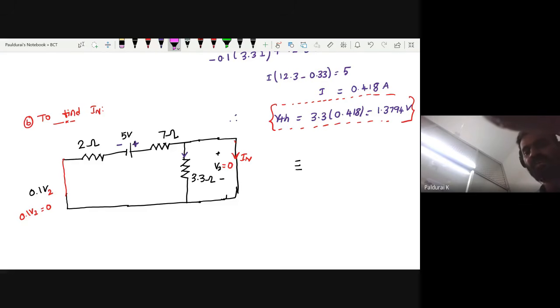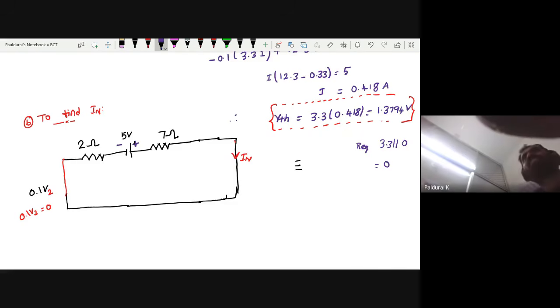These two are connected in parallel, right? So what will happen to the 3.3 ohm? 3.3 parallel with 0. So what is my R equivalent? 0, sir. So it becomes 0, which means you can remove this 3.3. Now this is my IN. So this is the equivalent circuit. It's very simple, right? Now can you calculate IN by yourself?